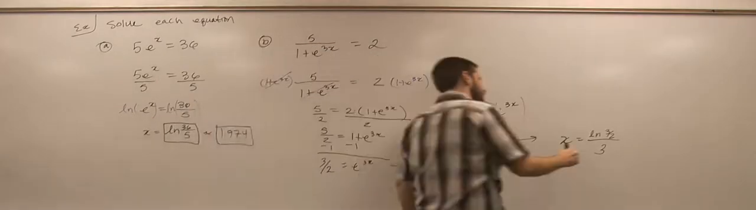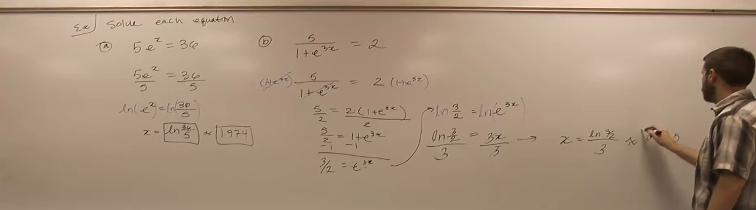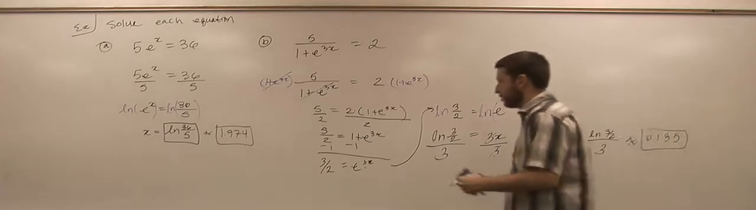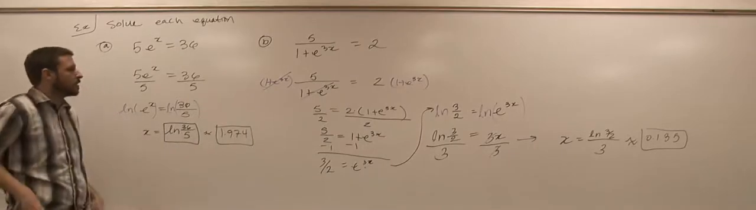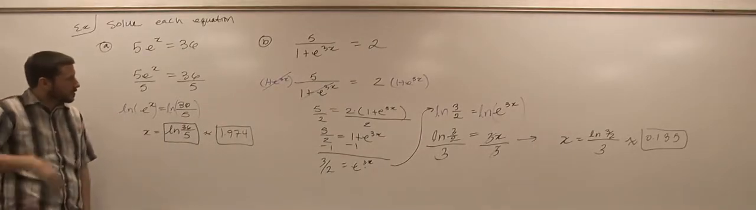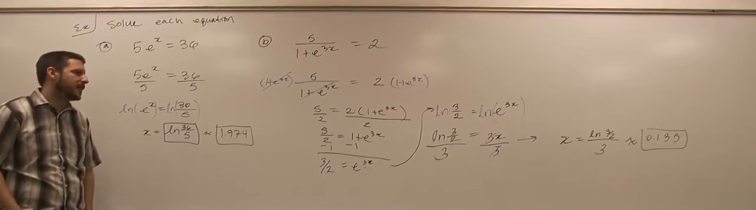That's about 0.135. So do your multiplying and dividing, adding and subtracting, until you have the e isolated, and then take the natural log of both sides.